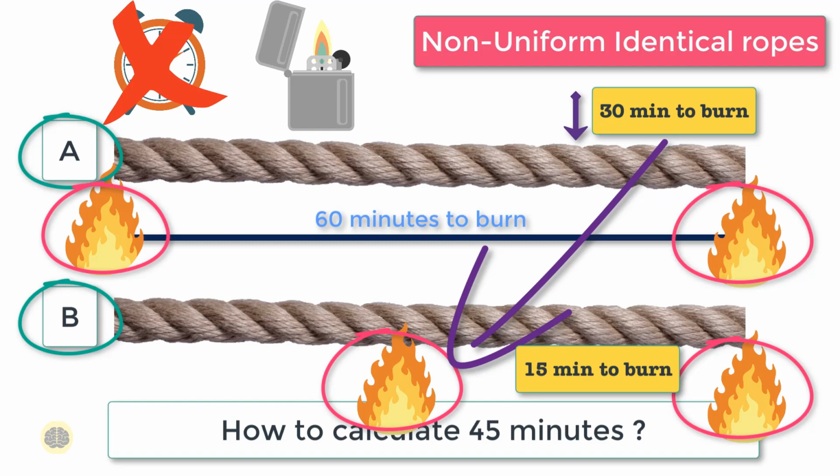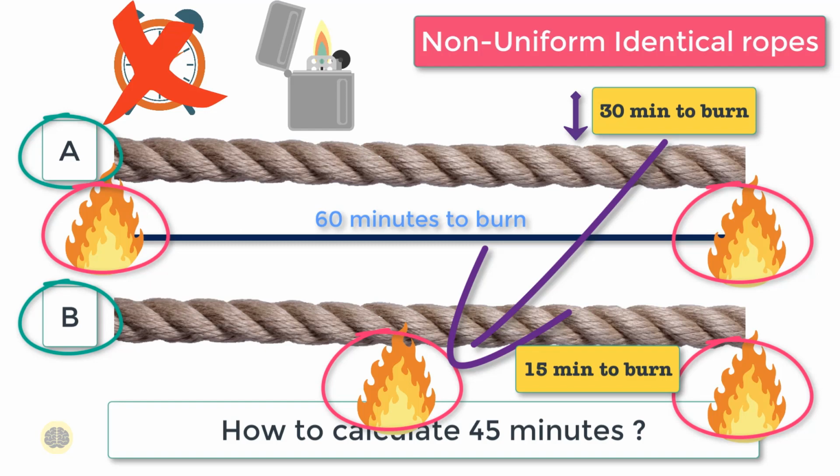So what you are supposed to do is first burn rope A from both ends and rope B from one end. So rope A will completely burn in 30 minutes because it is put on fire from both ends. When rope A is burnt completely, rope B would have burnt for 30 minutes. So it does not mean that rope B is burnt off.